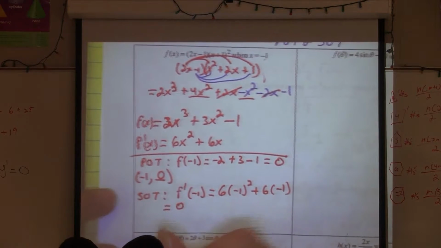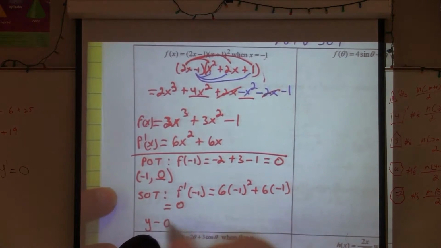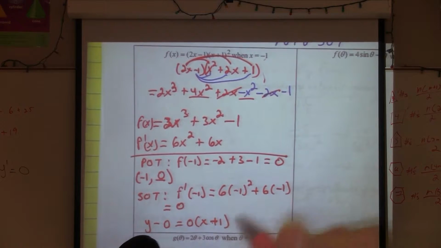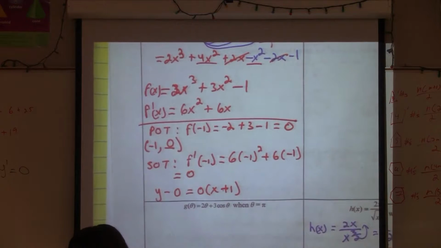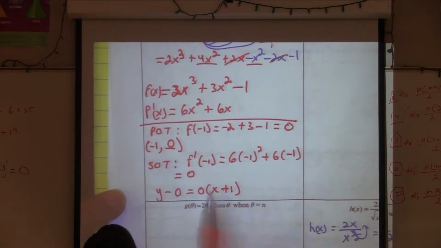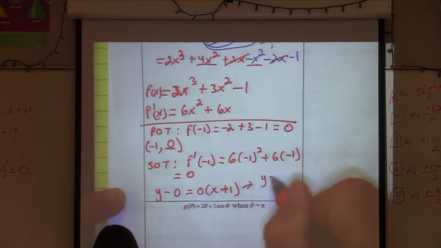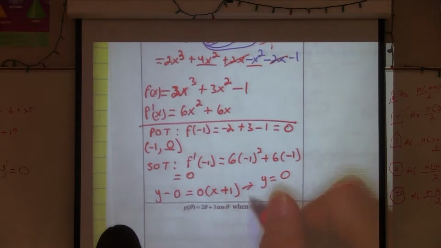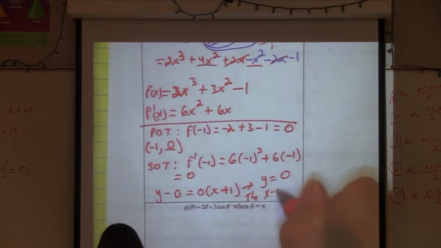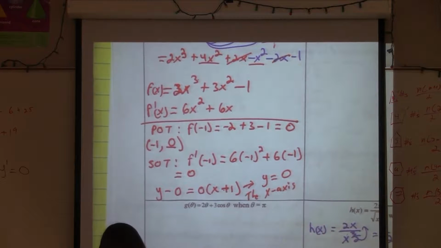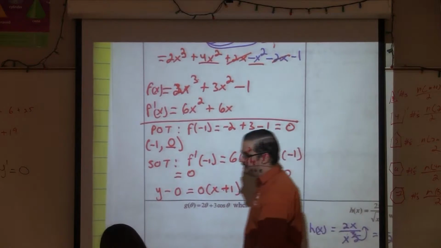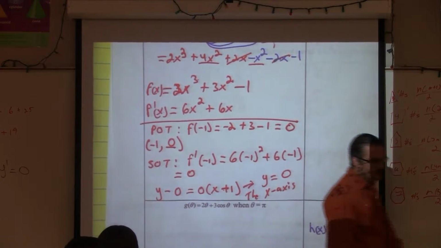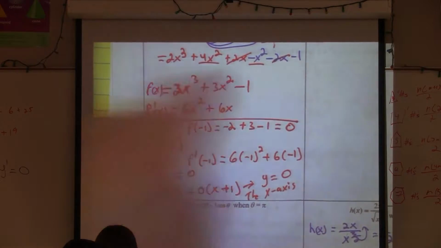So what's my equation of my tangent line? y minus 0 equals 0 times (x plus 1). So 0 times anything is what? 0, and if we add 0 to 0, what do we get? So that really is just y equals what? 0, which is the same as what axis? Very good. So the tangent line would actually end up being where? The x-axis at what particular value? At negative 1.